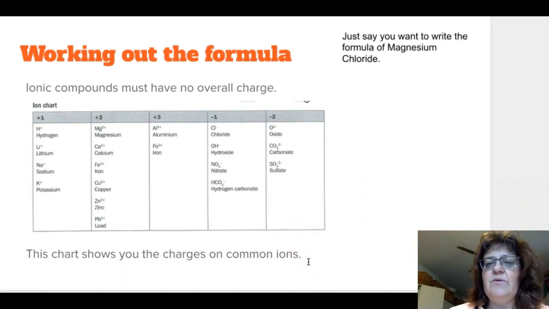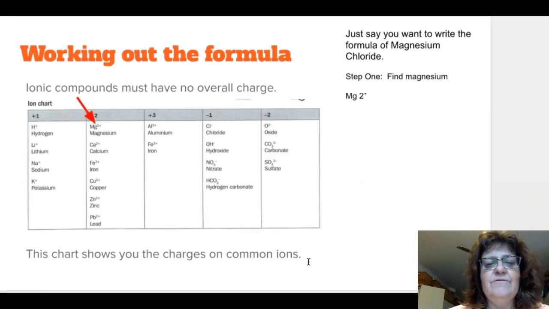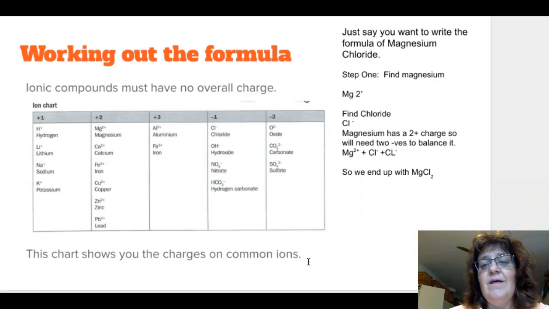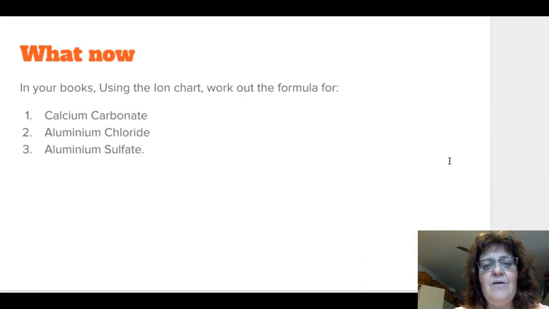Okay, so just say you want to write the formula of magnesium chloride. First step is to find the magnesium and write it down, and it's got 2 positives. Find the chlorine, it's got 1 negative. So to make it balanced, magnesium has a 2+ charge, so you'll need to have 2 negatives to balance it. So we end up with magnesium plus 2 chloride ions. 2+ plus 2 minuses means it's going to be balanced. And we say that by calling it magnesium chloride, MgCl2. Remember, we put the 2 down the bottom, not up the top, when we're saying that we've got 2 of 1 ion in it. Now it's your turn.